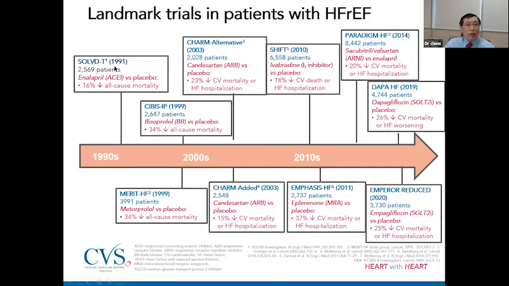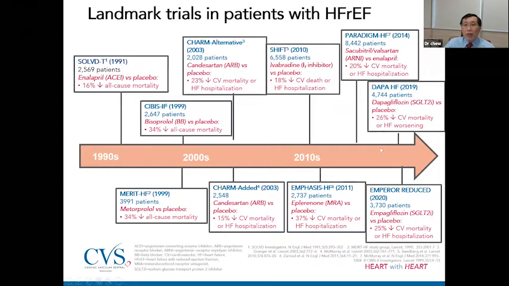ACE inhibitors were studied in the SOLVD treatment arm. The CIBIS-2 and MERIT-HF trials looked at beta blockers. CHARM looked at the use of angiotensin receptor blockers. SHIFT looked at the use of ivabradine in patients with heart failure with reduced ejection fraction. EMPHASIS looked at the use of eplerenone in patients with heart failure with reduced ejection fraction. PARADIGM was an active comparator trial where it compared sacubitril/valsartan against enalapril.